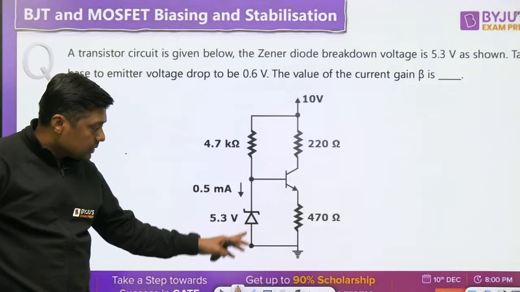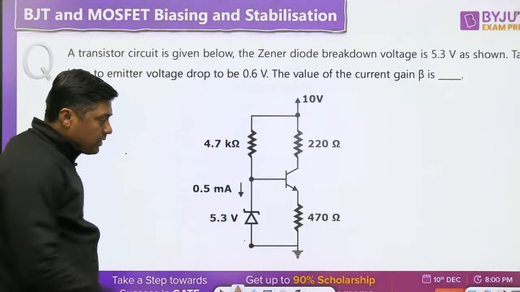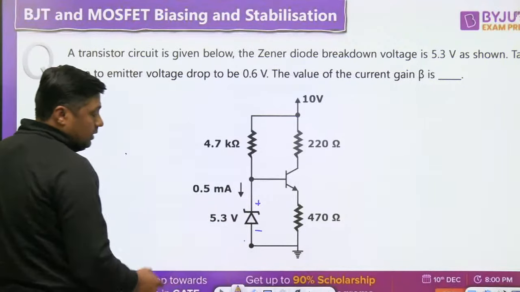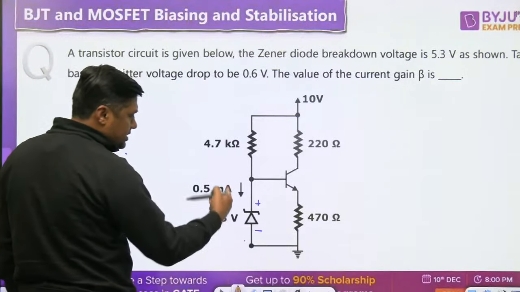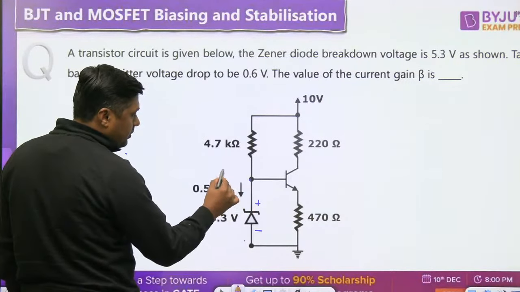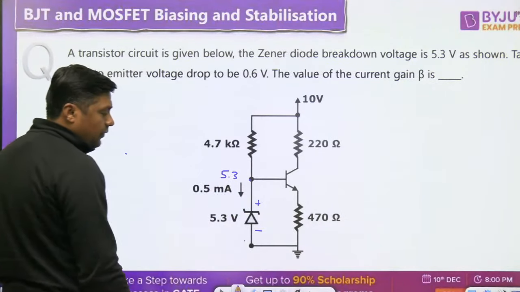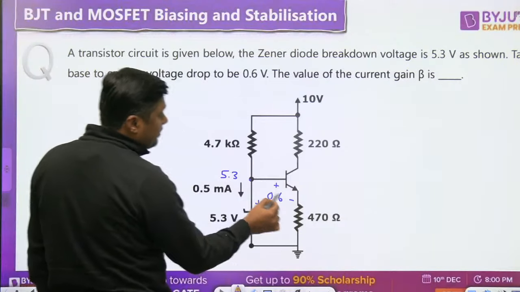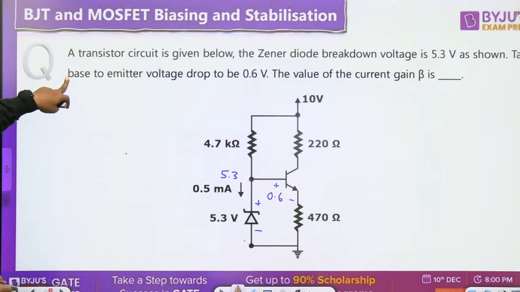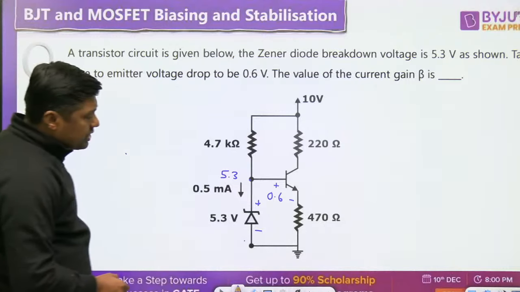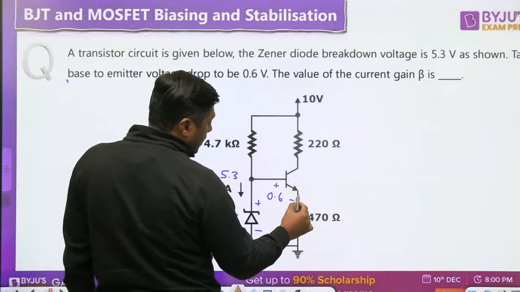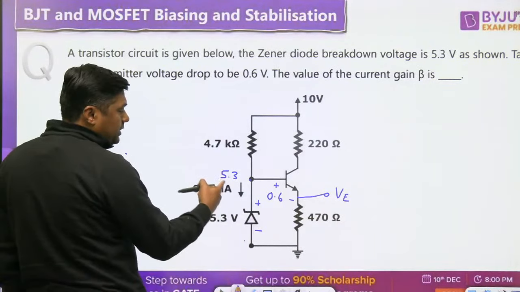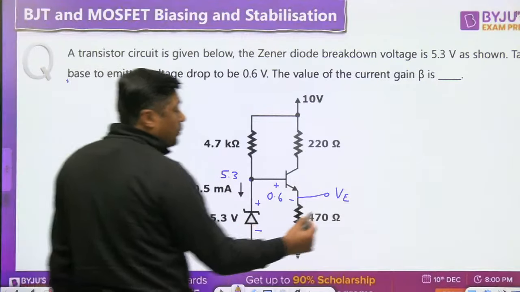This resistor, this Zener diode. It is passing from the N side to the P side, which means it is definitely in the breakdown region. Then it will allow the current. If it is in the breakdown region, then the voltage at this point will become 5.3 volt. It is given that VBE is 0.6 volt. If this is 0.6 volt, you can find the voltage at this point, that is called VE. VE is 5.3 minus 0.6, that will become 4.7 volt.